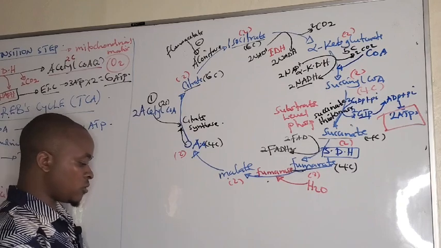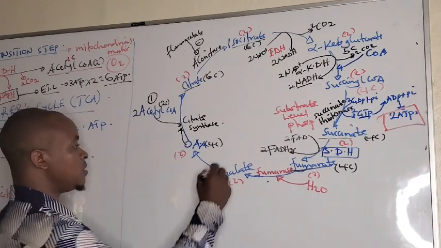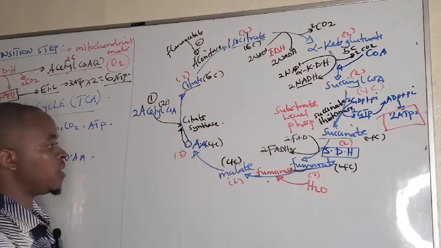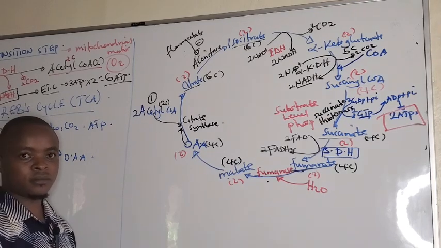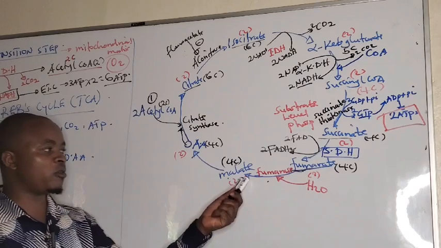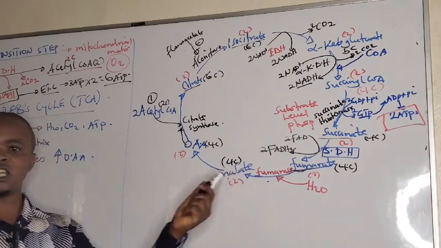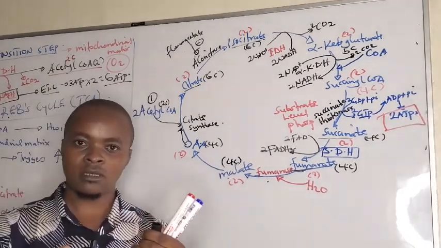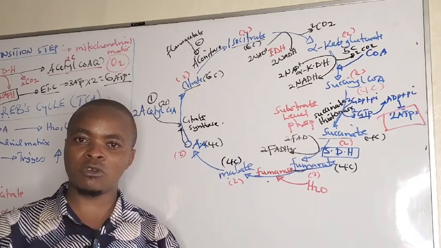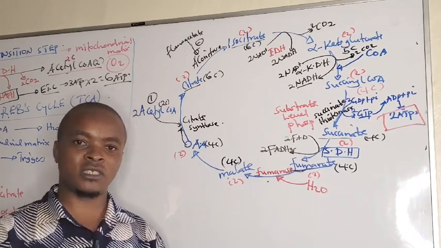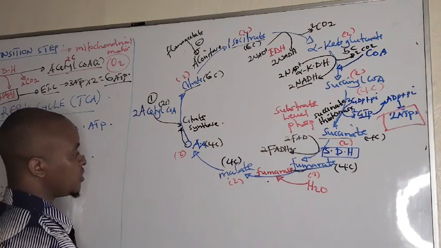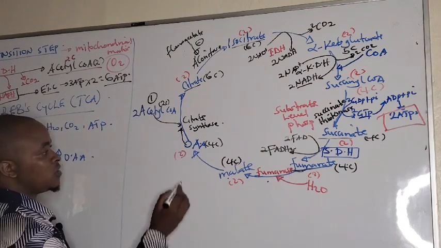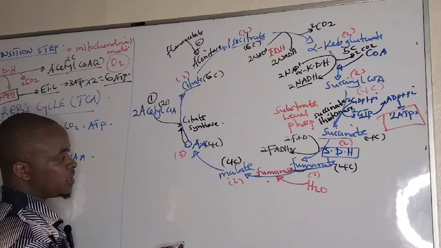And this malate is also a 4-carbon compound, meaning there is no decarboxylation. So this malate, which is formed and is a 4-carbon compound, can also be oxidized, because we remember in the mitochondria we have a presence of oxygen. These are always oxidation reactions, but this one is a hydration reaction. So malate is oxidized to oxaloacetate.